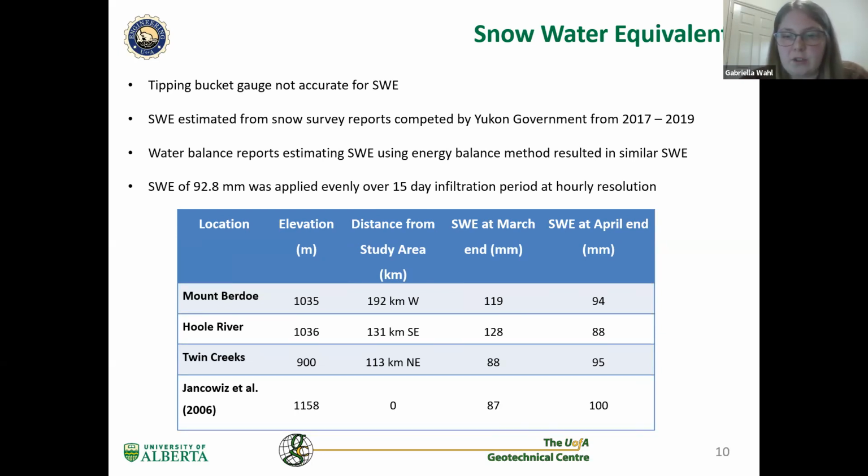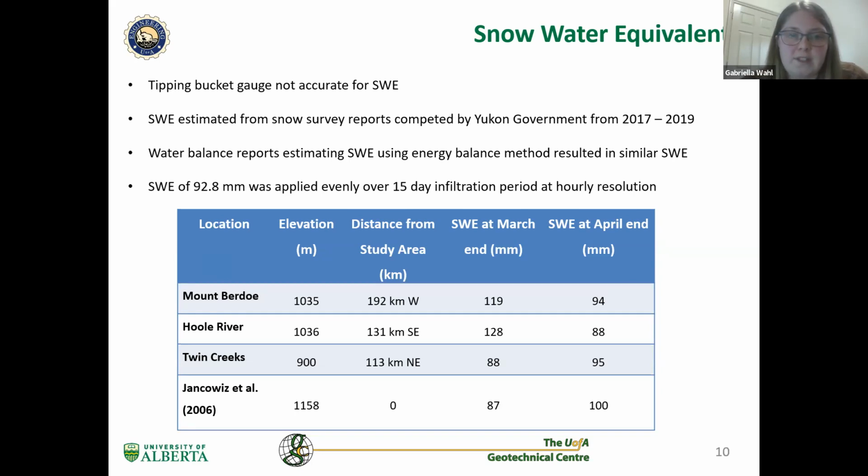So the table contains the survey results at the end of each indicated month, so at the end of March and April. These were averaged over the years from 2017 to 2019 snow survey reports. And then my fourth source was a water balance report, which used an energy balance method with a prairie blowing snow module software that used site-specific meteorological measurements to estimate the snow water equivalent. Comparing all of the sources together, it seems that they were within reasonable agreement with each other, especially at the end of April.